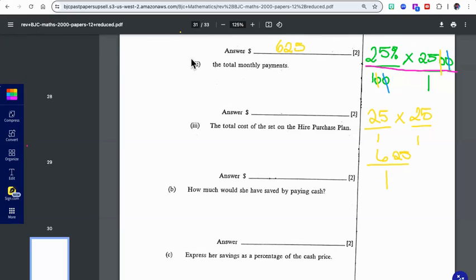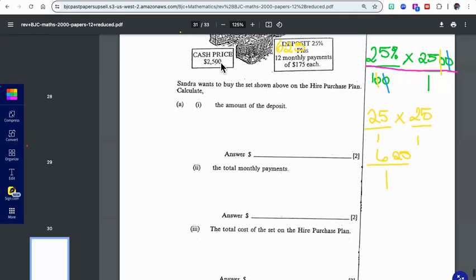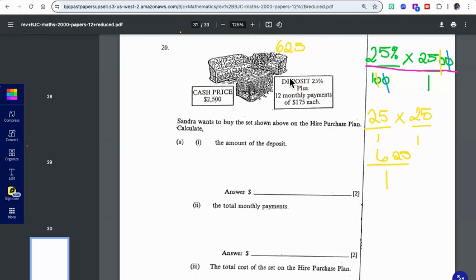Again, we're still on the hire purchase plan. So if we go up, it says the deposit is 25% plus. Everyone in here should have an idea of algebra, plus means to add. So this hire purchase plan is already telling you what to do. It says deposit 25% plus your 12 monthly payments. And that's what hire purchase is. It is the deposit plus the total monthly payments.